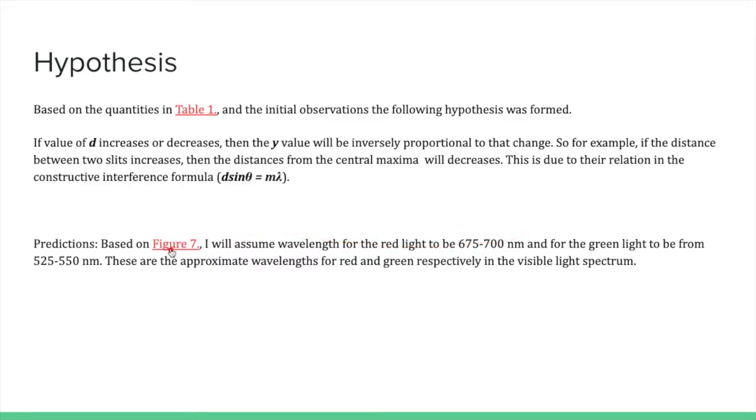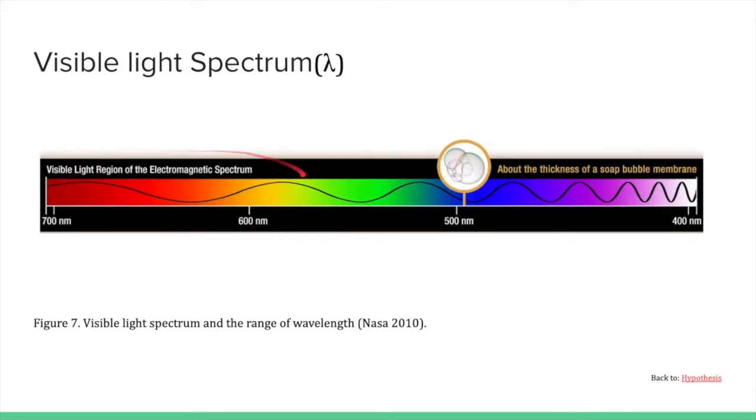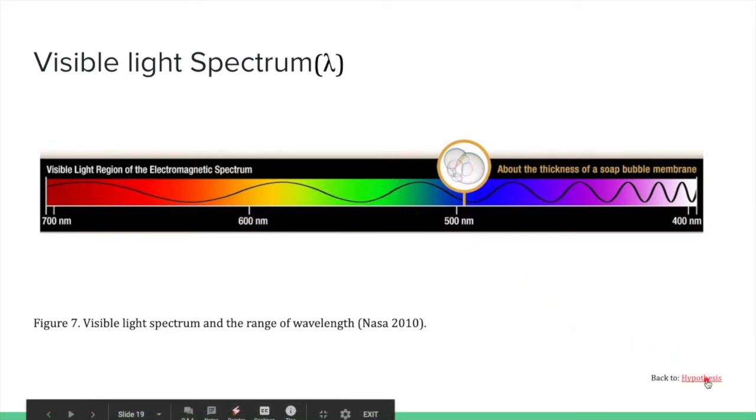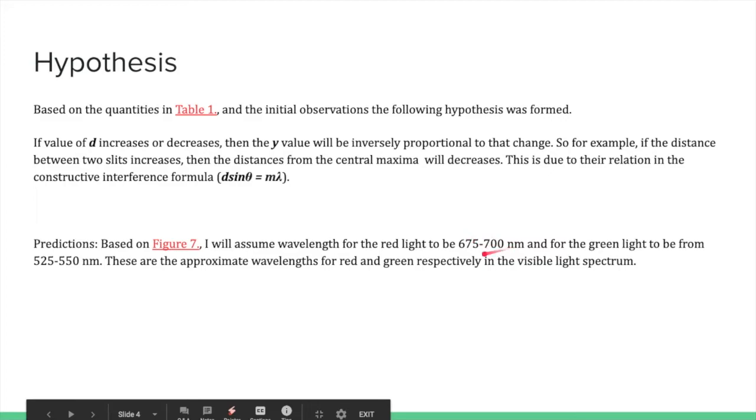So based on this right here, which is a picture of the light spectrum that I found online, you can tell that red light would be around this over here, and then green light would be somewhere over here. So around these numbers.